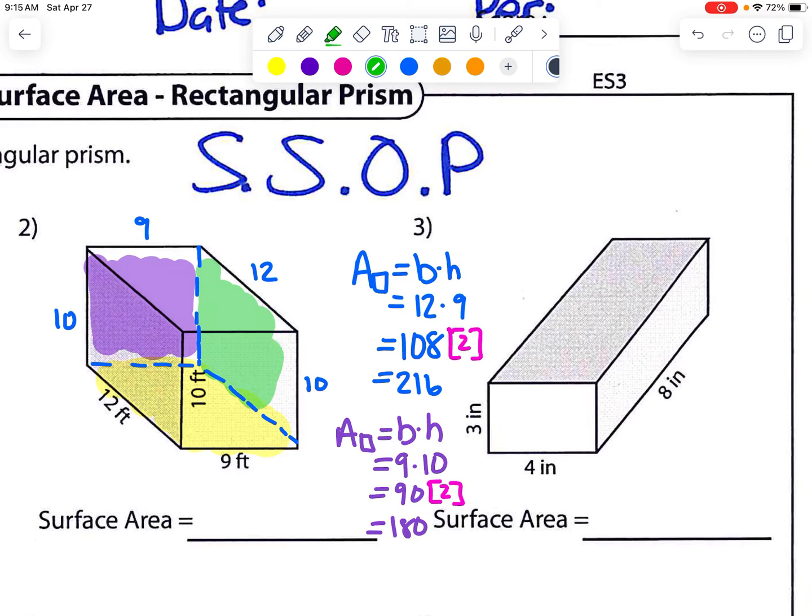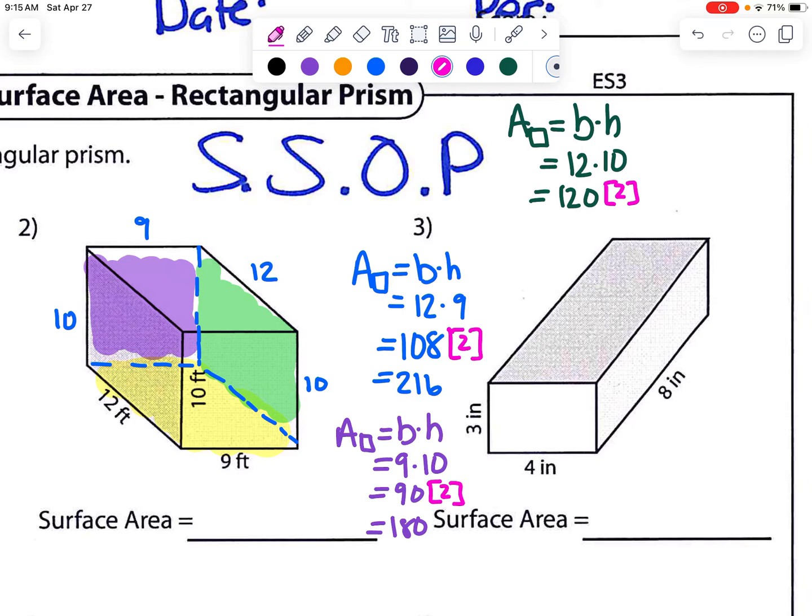This one is a 12 by 10. We got a 12 by 10, ladies and gentlemen. So we're going to have 12 times 10, which is 120. And again, there are 2 sides that have that, the right side and the left side. So 120 times 2 is 240.